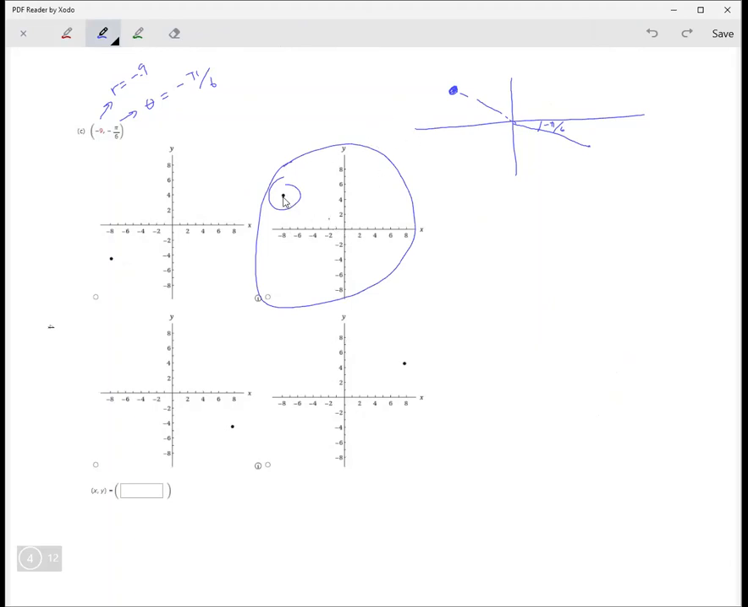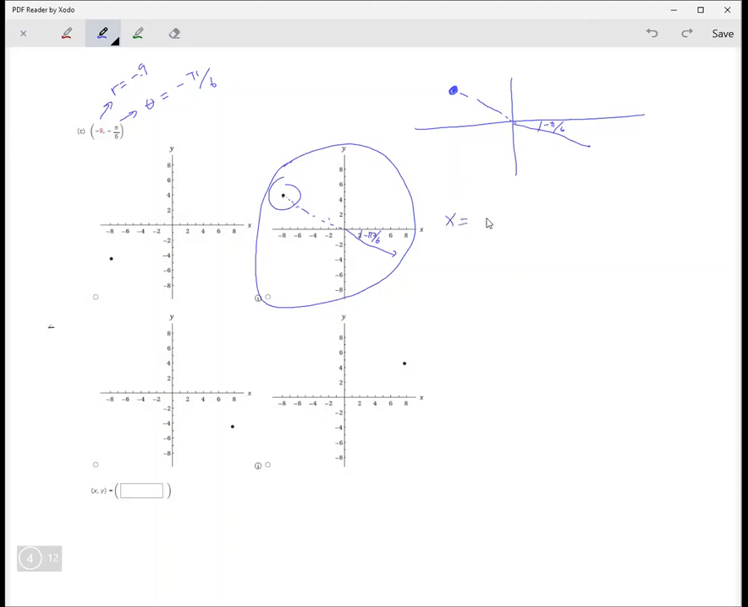Okay, that looks like it could be about 6. Wait, no, 9, I'm sorry. That looks like that distance could be about 9. And this is your angle right here, negative pi over 6.